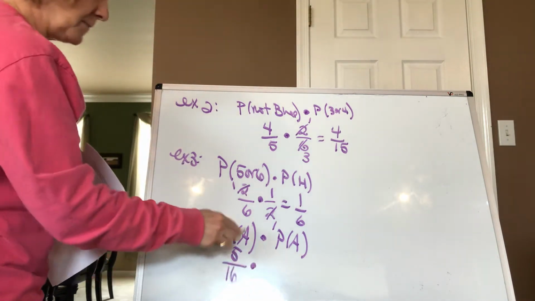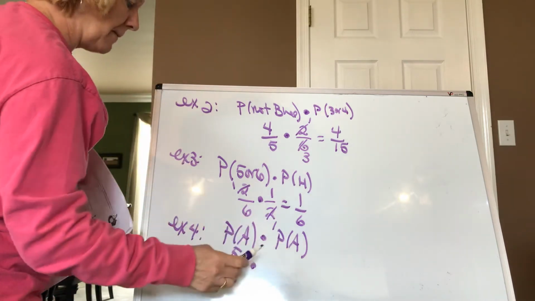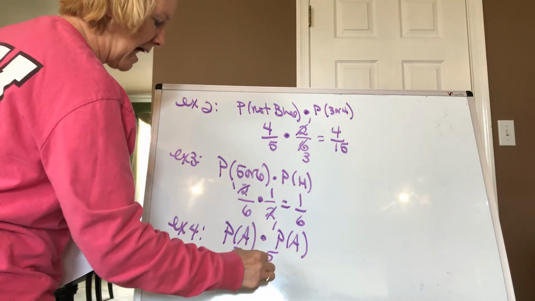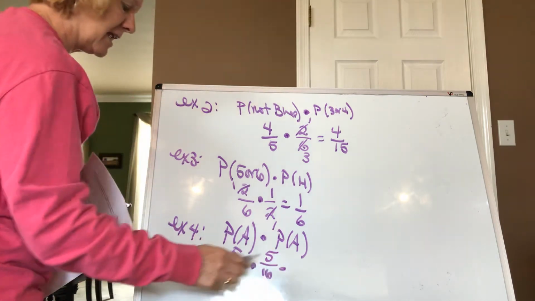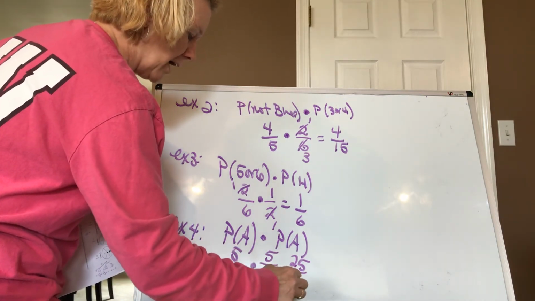Times, Iggy takes the apple, looks at it, puts it back in the basket. So what's the probability that the second guy gets an apple? Is still 5 out of 16. When you multiply that, you get 25 over 256.